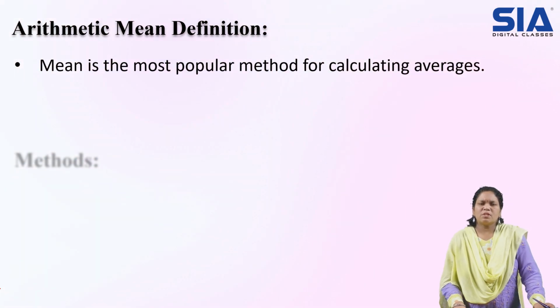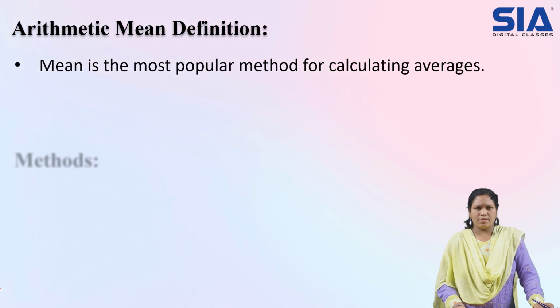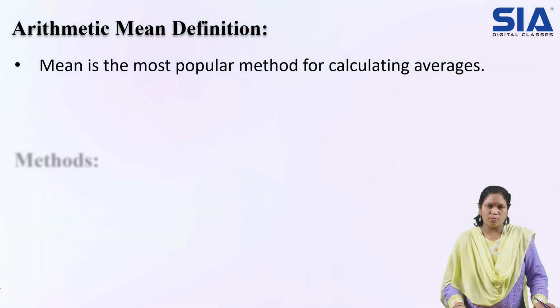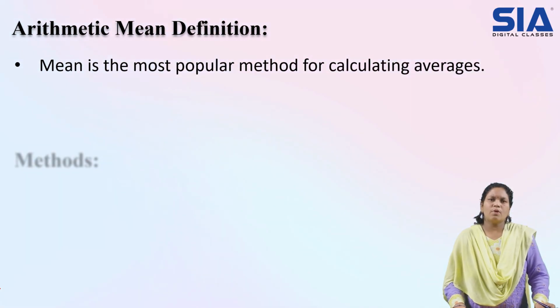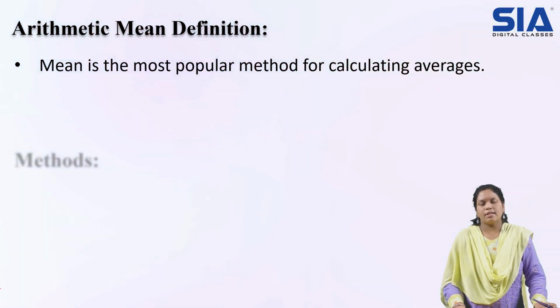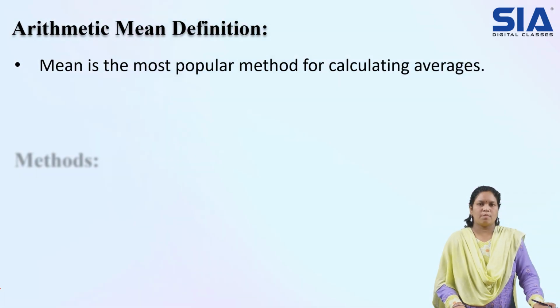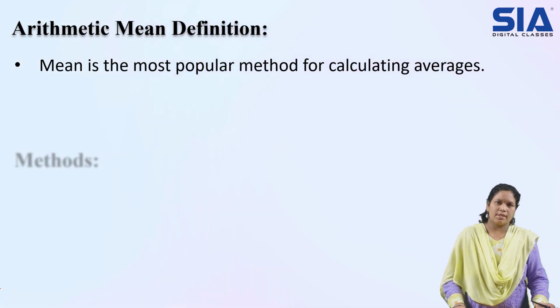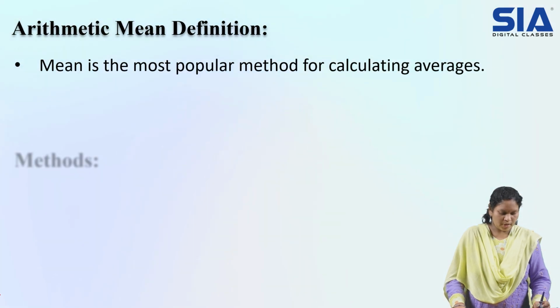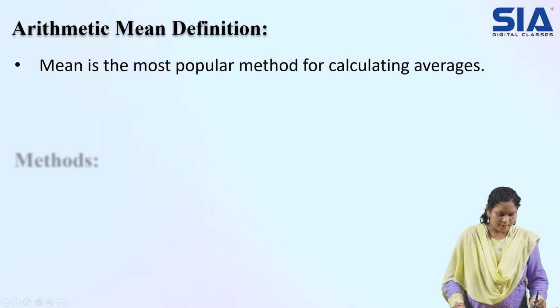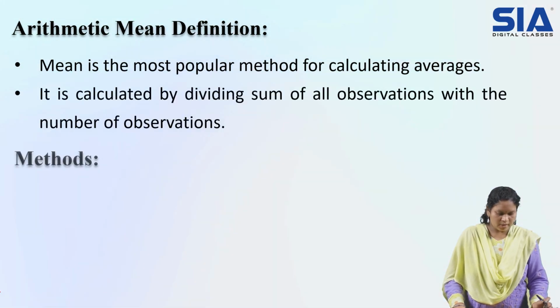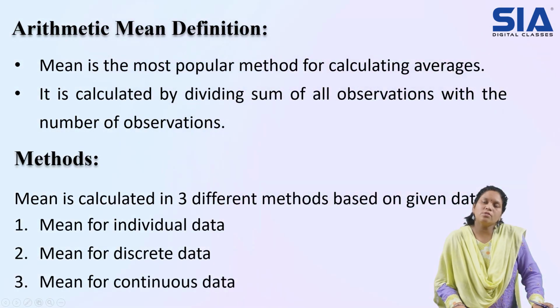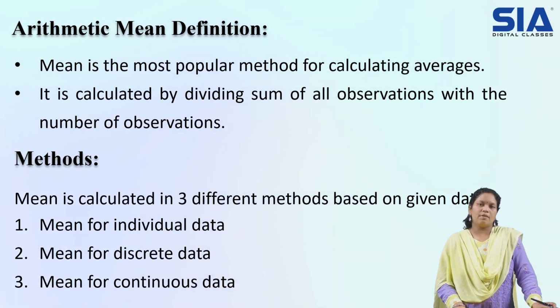Mean is the most popular method for calculating averages. It's just an average, what we do in daily life, whatever averages we calculate, that itself we call mean or arithmetic mean in statistics. To calculate that mean, we have different methods again here. The methods are based on the data. Whatever methods you get will also be based on the given data.